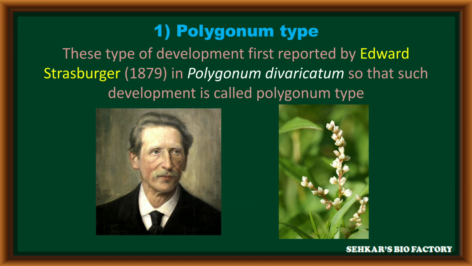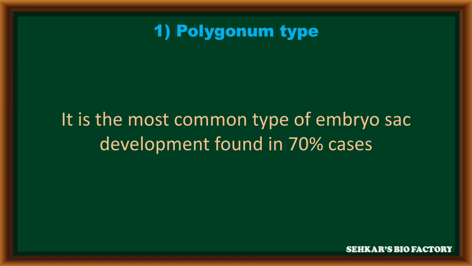The Polygonum type of embryo sac development was first reported by Edward Strasburger in 1879 in a plant, Polygonum divaricatum, so this embryo sac development is named the Polygonum type. It is the most common type of embryo sac development present in the majority of angiosperms, nearly 70% of cases.